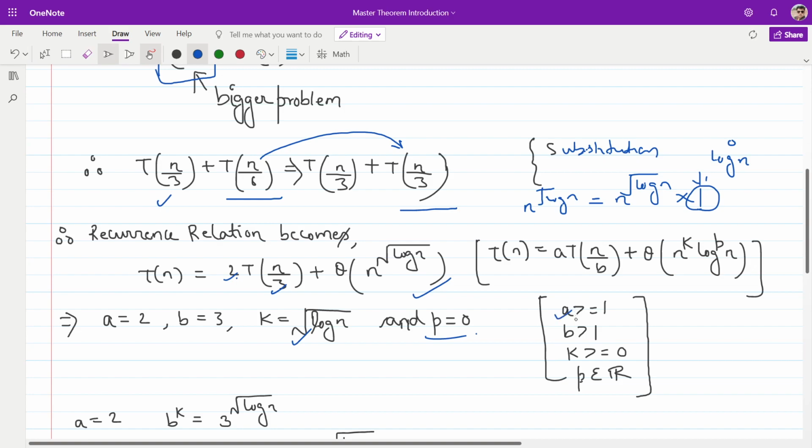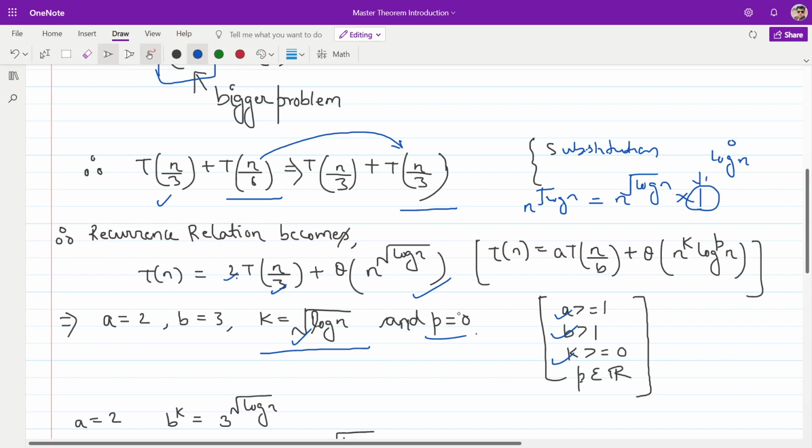In this case, the constraint is satisfied. The value of b should be greater than 1. In our case, it is equal to 3. That means this constraint is also satisfied. Now for a large value of n, log n will be a positive number and root of log n will also be a positive number. That means in our case, this value will be greater than or equal to 0. So the third constraint is also satisfied.